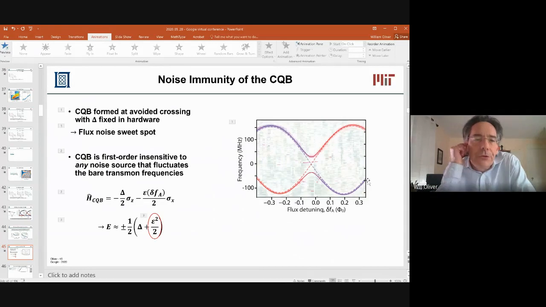Now, there's a certain noise immunity that occurs here beyond just the obvious one. So of course, there's the obvious one that if you bias at a flux sweet spot, then fluctuations in flux, at least to first order, don't affect us. But it turns out that this CQB, this composite qubit, is first order insensitive to any noise source that fluctuates the underlying bare transmon frequencies, which you can see just basically from this Hamiltonian here, where you get this epsilon squared term. But now it's not just flux, it's basically anything that would fluctuate your underlying transmons is protected to first order.